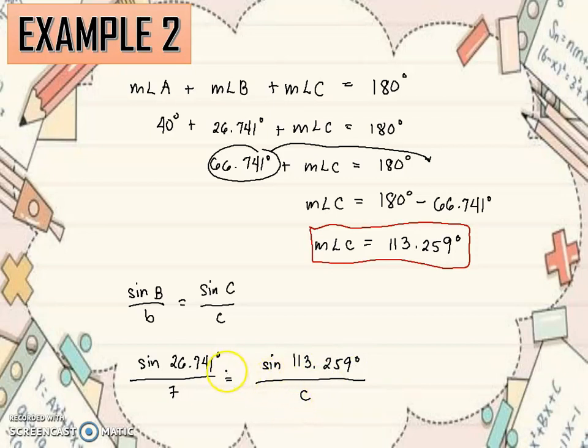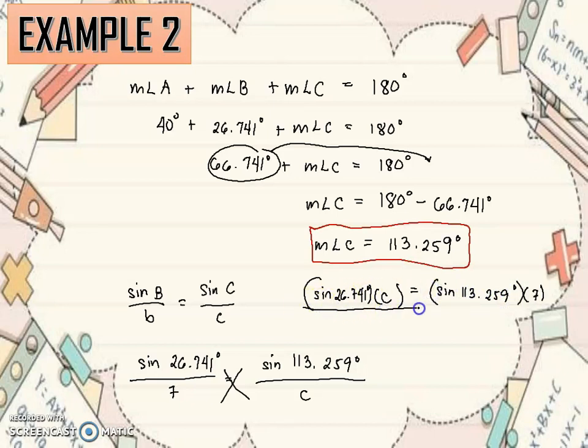Then we will cross multiply, class. So it will become C times sine 26.741 degrees equals sine 113.259 degrees times 7. Then you will just divide it by sine 26.741 degrees so that we can cancel this out, and you will also divide sine 26.741 degrees on the other side. So the only thing that remains here is the side C.